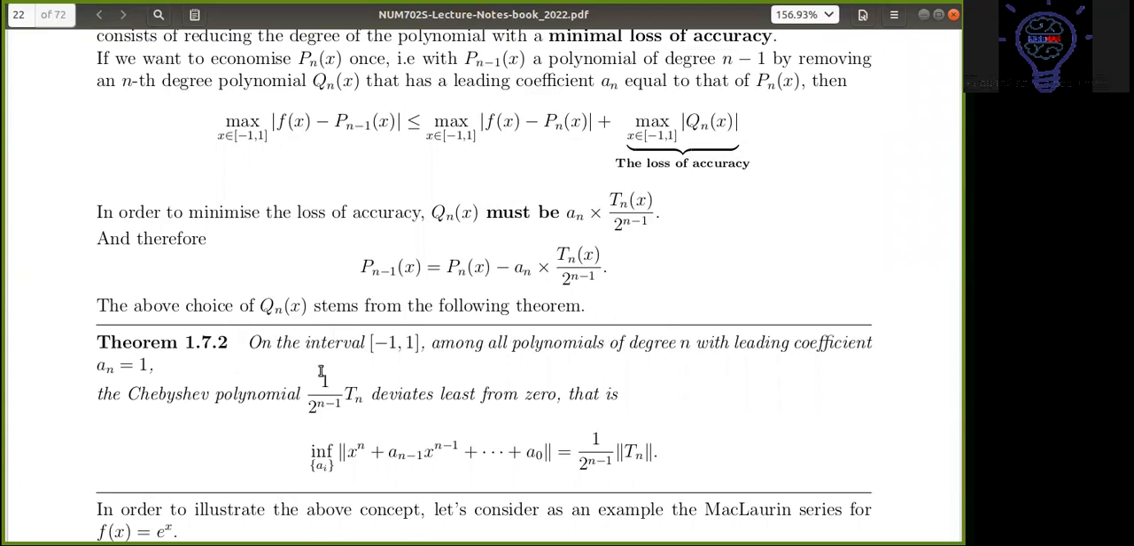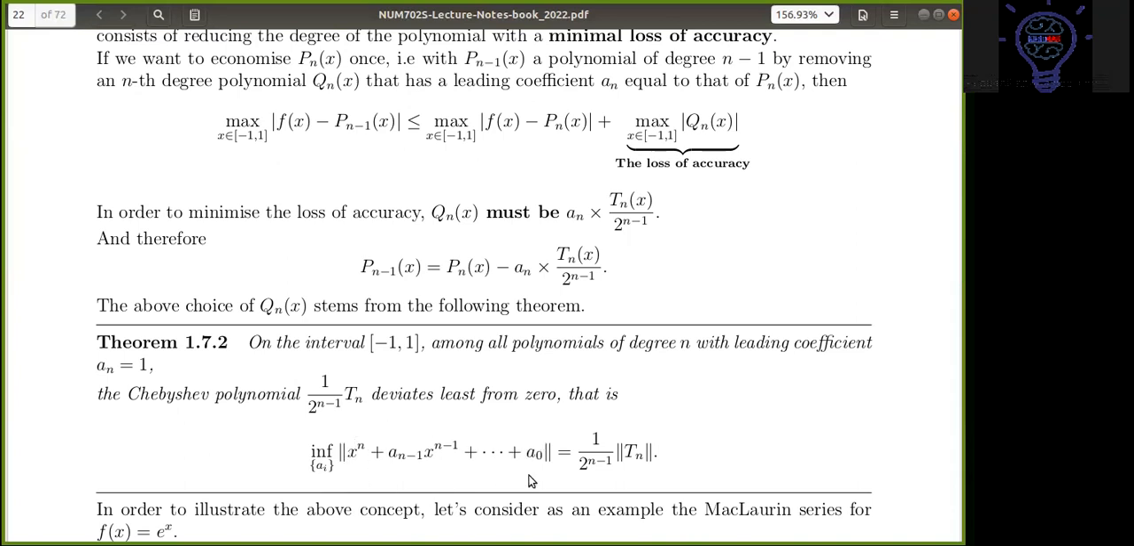Of all polynomials defined on the interval [a, b] whose leading coefficient is 1, which we call monic polynomials, among all of them, Tn divided by 2 to the n minus 1 deviates the least from 0. In other words, if you take a polynomial of degree n which is monic, that is, an is 1, the remaining coefficients can be arbitrary. That's why we compute the infimum over the ai, the remaining coefficients from a0 up to an minus 1, because an is fixed to be 1.